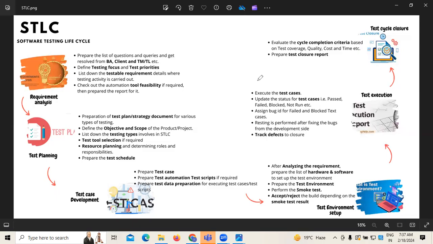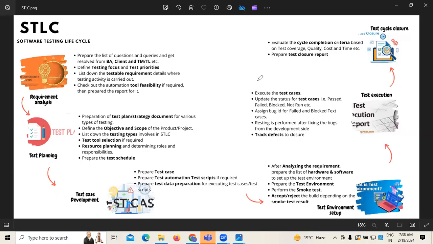Next, we need to update the status of the test cases, like pass or fail. Let's say, for example, a login page was created, and in that login page, whatever fields were required were mentioned. There are two kinds of results: one is the expected result, and the second is the actual result.